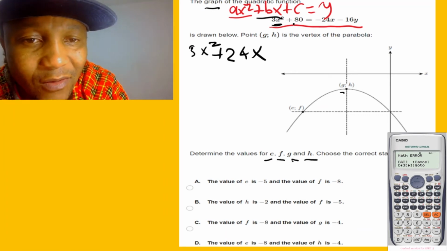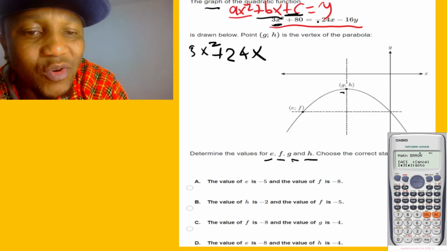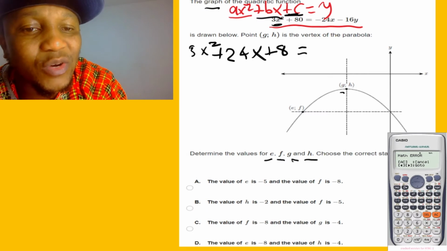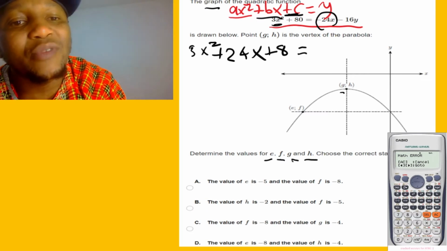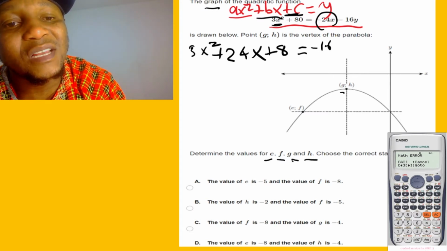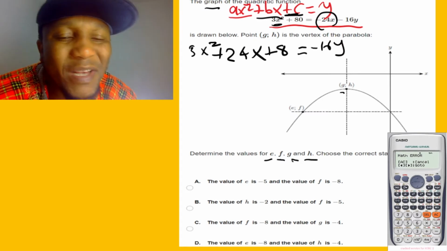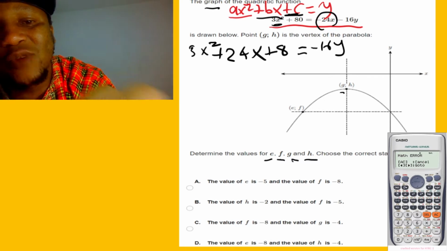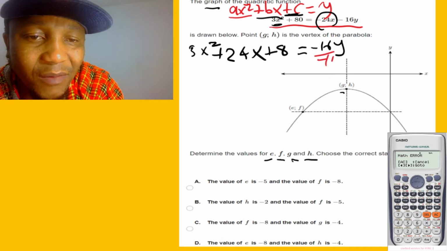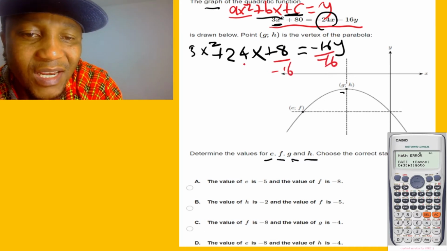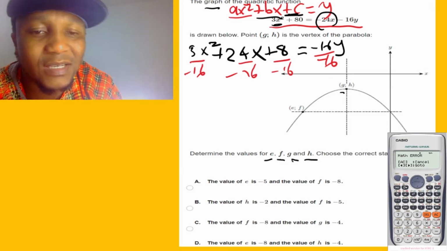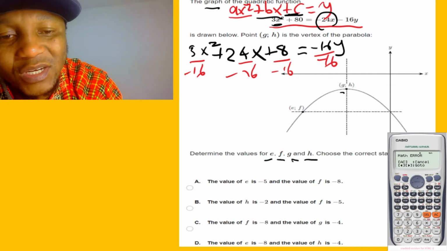Now the next thing, we have a c. C is something with no x, which is going to be plus 8. Then we have the equal sign. On the right hand side, remember this jumped already to the left, so we're only left with negative 16y. So y must be alone. Then we have to divide by negative 16 throughout. So divide by negative 16, divide by negative 16, and here divide by negative 16.